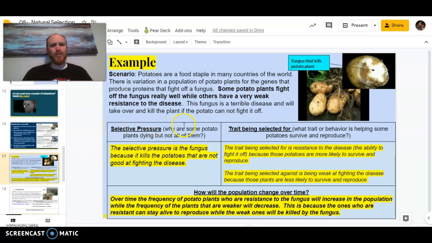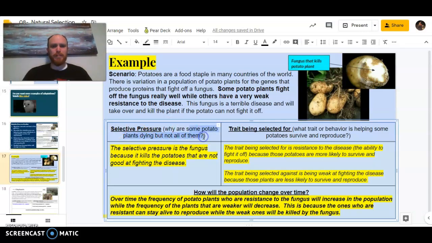Okay, so looking here. What is the selective pressure? Why are some potato plants dying, but not all of them? If I need to go, okay, I need to go back in here. What is it? Oh yeah, the fungus. So I wrote the selective pressure is the fungus because it kills the potatoes that are not good at fighting the disease. Hope that makes sense. Okay, now I need to think about what are the traits that are being selected for.